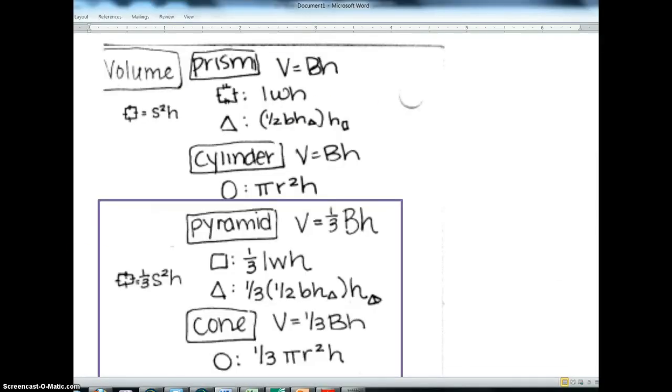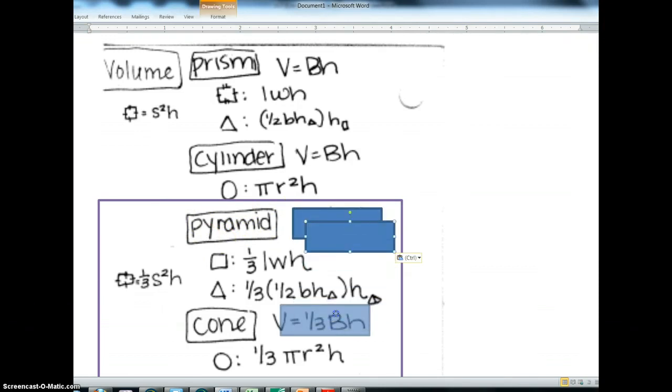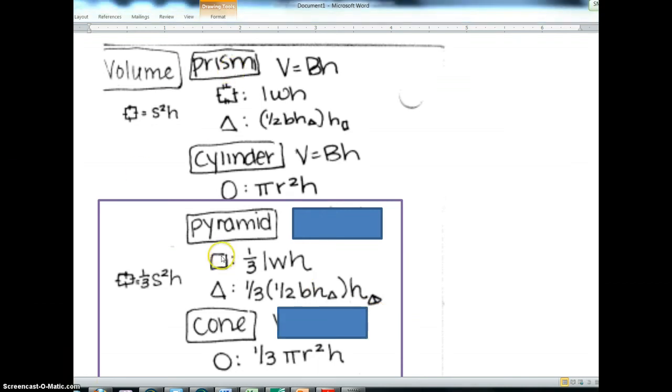Now you should get out your note card. We are writing down the pyramid formula and the cone formula. You do not need this generic formula. This is a rectangle, 1/3 length times width times height. This one over here is a square, all the sides are the same, 1/3 times s squared times h. Then the triangular pyramid.